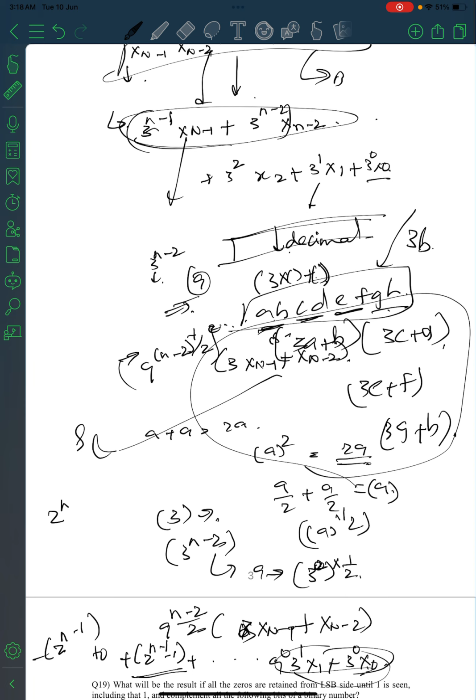Plus 2 to the power of n minus 1 is not possible because the first bit, we will be using this first bit for other purposes in the 2's complement, so that's why it's not there.